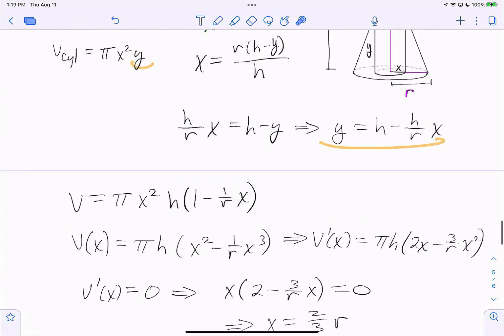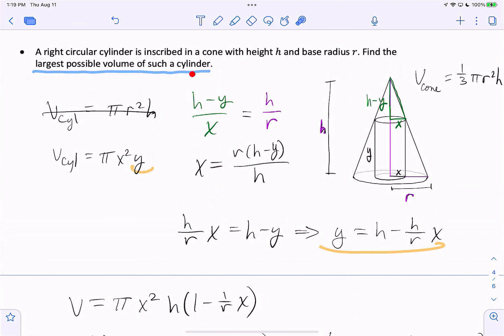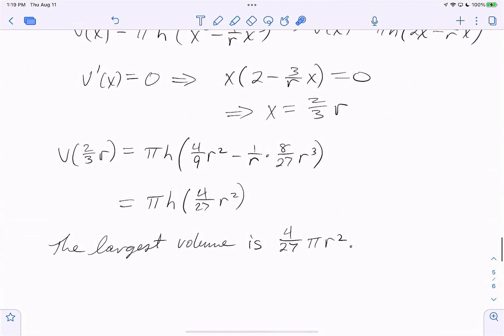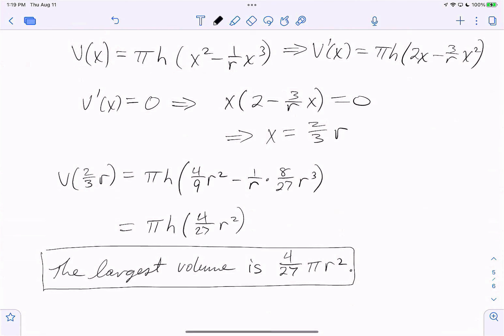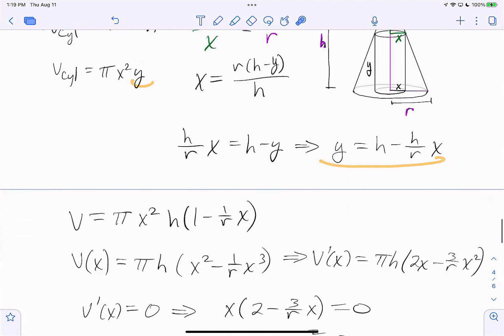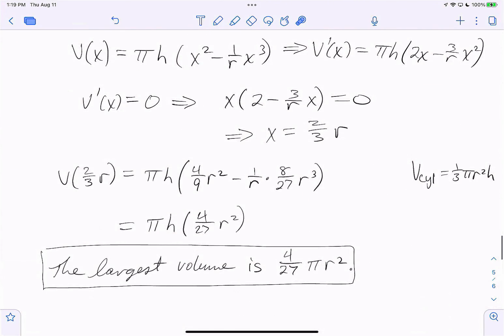We were asked for, let's go back up here, we were asked for the largest possible volume. And so I'm going to put 2/3 r into the expression for volume and end up with 4/27 pi r squared h. So that's our largest volume. Now, a few minutes ago, we said that the volume of a cylinder was 1/3 pi r squared h. Does our answer make sense? Here's the deal. The cylinder, excuse me, that's the volume of a cone. My bad there.